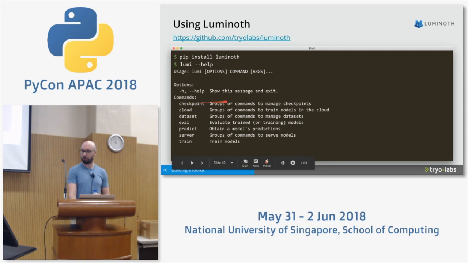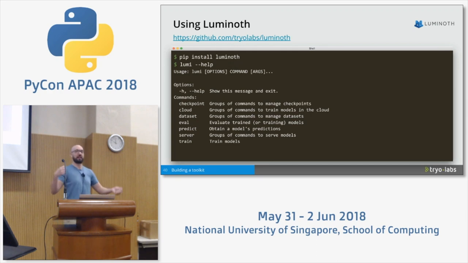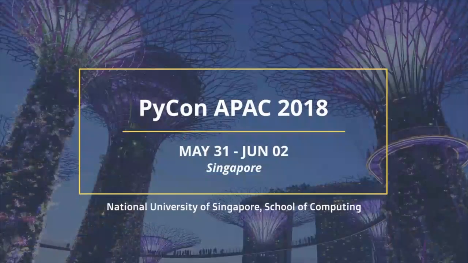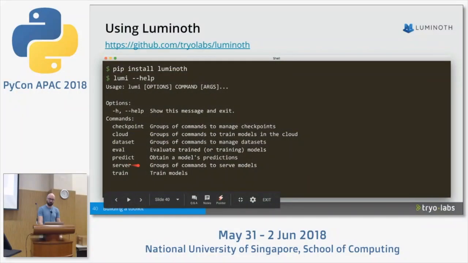Each one has its own help. So Lumi checkpoint, I'm going to show that in a demo soon. It actually downloads pre-trained models. Then Lumi Cloud is useful for training in the cloud. Lumi dataset, you can take Open Images and say, OK, build me a dataset of sharks and lions or whatever. Eval gives you the evaluation metrics. Predict is obvious. Server is actually what I'm going to show. And train, of course, does the training.